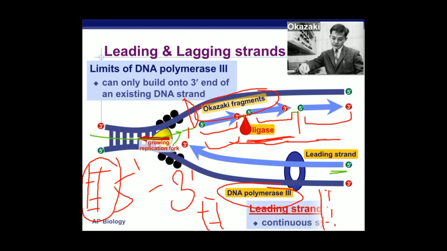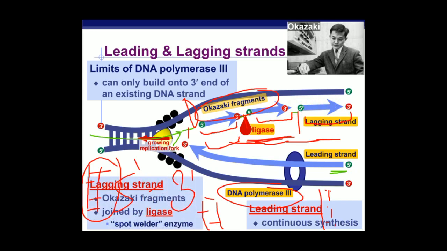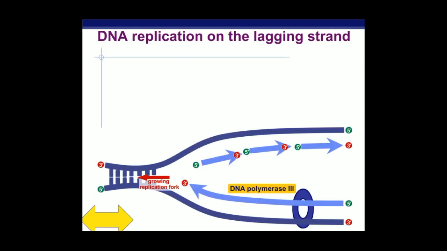Leading strand already discussed, and leading strand is continuous, right? Because in the leading strand the synthesis is continuous. As you can clearly see, there is no breakage, no discontinuity, but in the lagging strand there is discontinuity. A small strand is formed, then a gap, then a small strand, again a gap, then again a small strand. This is the idea, correct? Lagging strand. Okazaki fragments are joined by ligase, a spot welder enzyme, already mentioned, guys. Now DNA replication on the lagging strand we have already discussed.